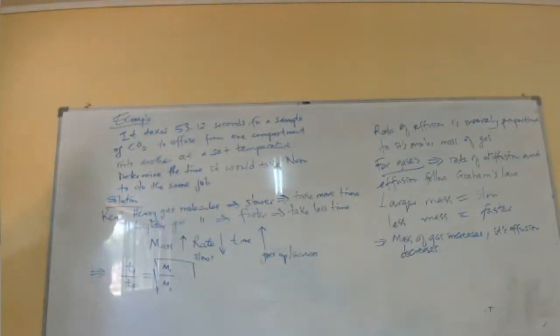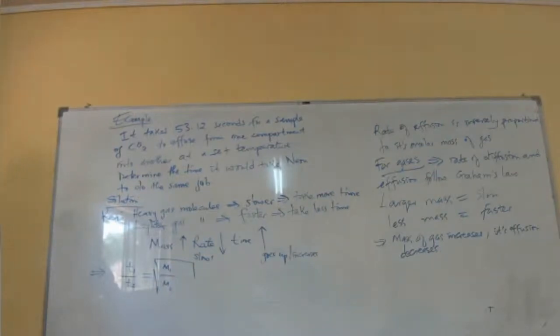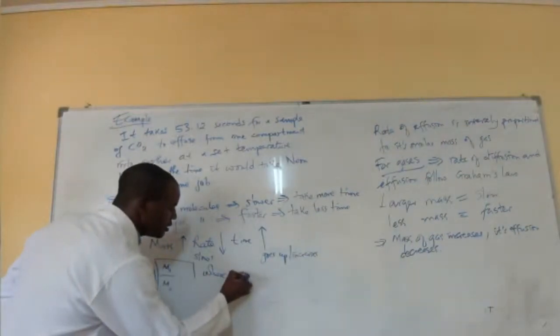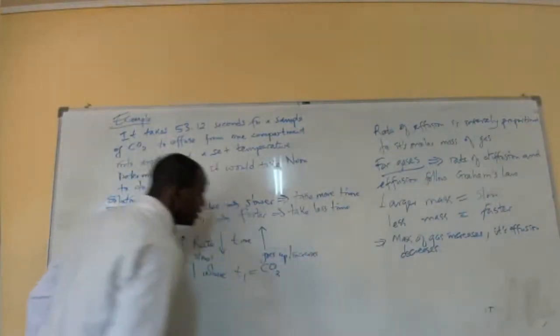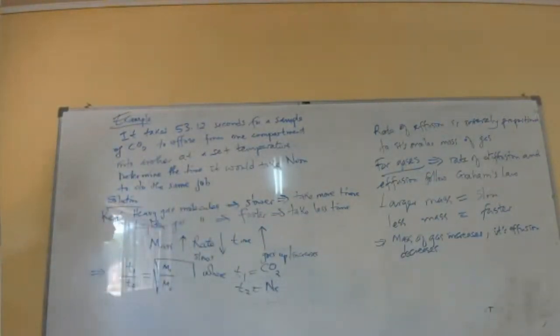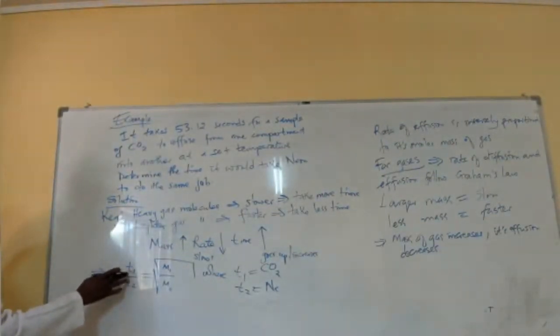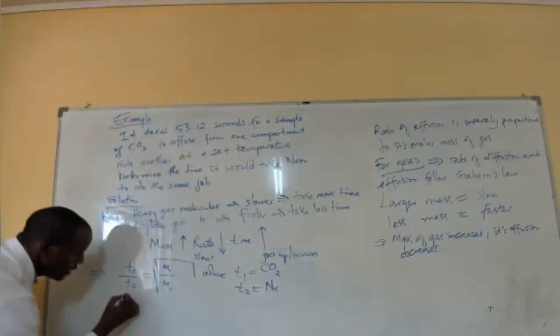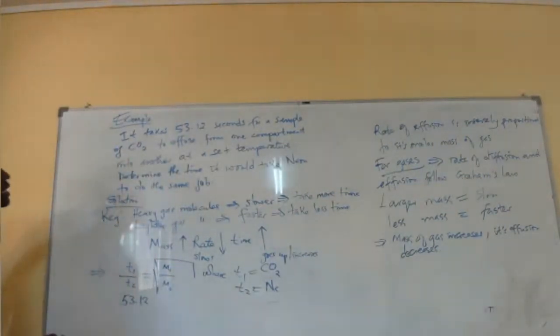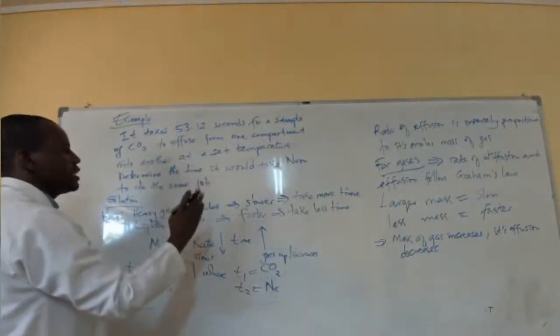If the mass is much lower, then the gas will take less time to move to the other compartment. Therefore, looking at our question, we can use this equation. Let's call T1 carbon dioxide, and let's say T2 is neon. Having done that, we can substitute what we are given. T1 is for carbon dioxide, which is given, so we can say 53.12 seconds divided by the time for neon. We are looking for time here. Determine the time it would take for neon.